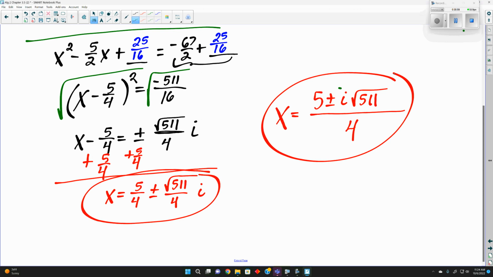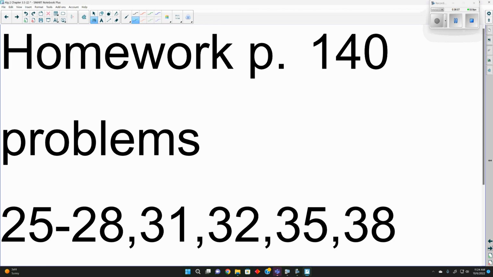Questions on this here? So this is where it gets a little tricky, especially when the numbers don't divide evenly. But that is it for today.